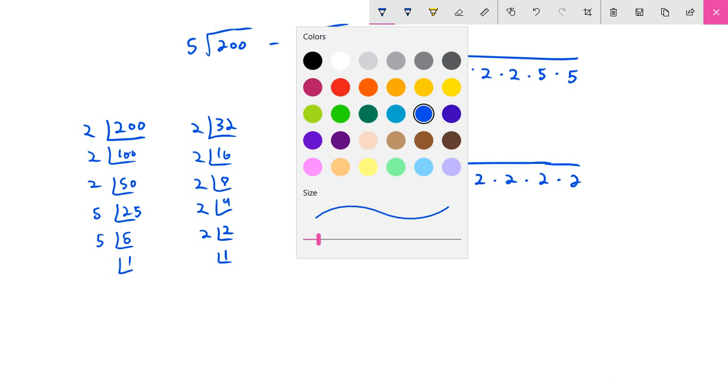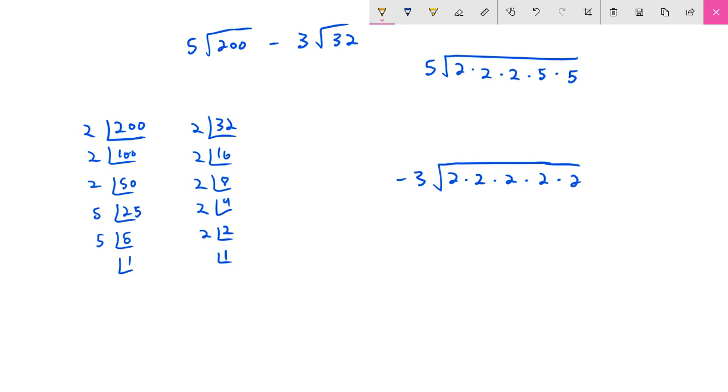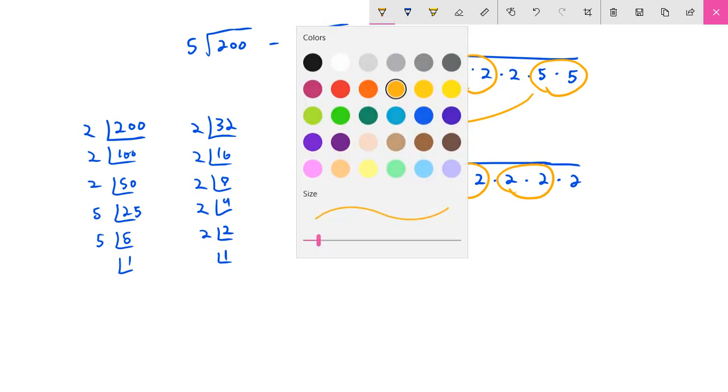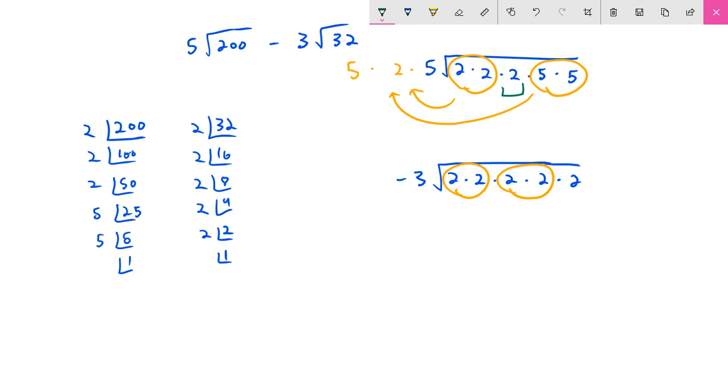The index is 2, so to leave the radical, they need to leave in pairs. So here's one pair of 2's. Here's a pair of 5's. On my second term, I got a pair of 2's right here and another pair of 2's right here. So what's going to be on the outside of the radical? We're going to have times 2 and times 5. What's left on the inside of the radical? A 2. And on my second term, it's going to be times 2 times another 2. And what's left on the second term on the inside? Just a 2.